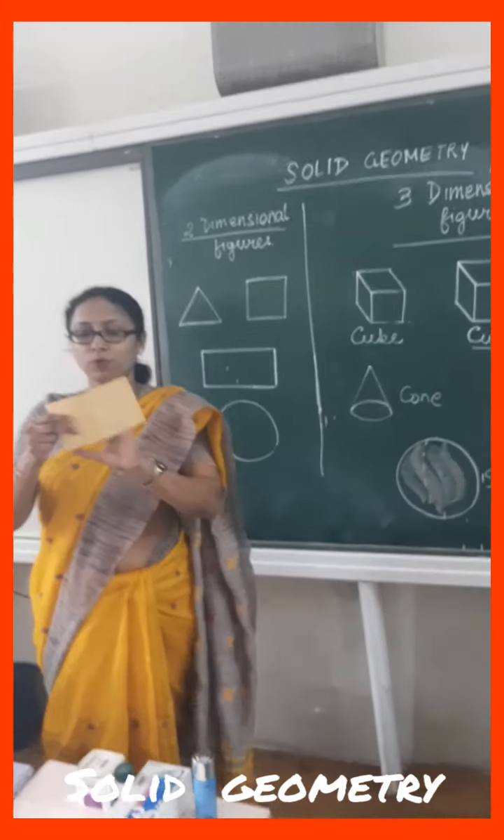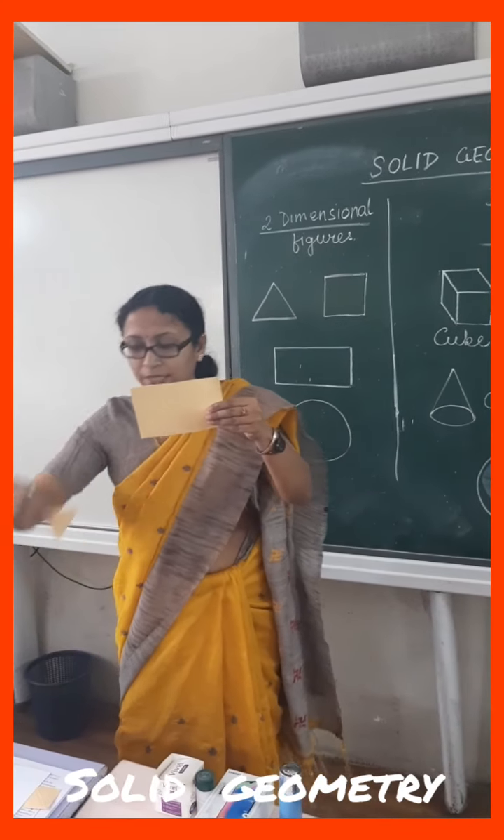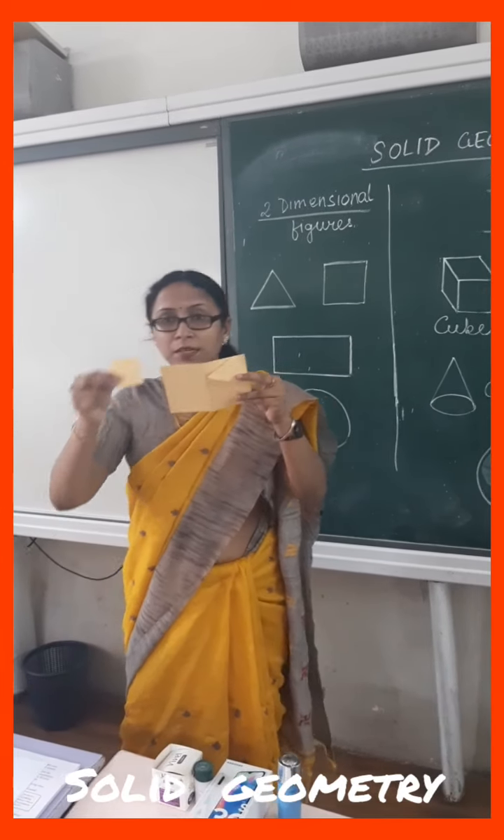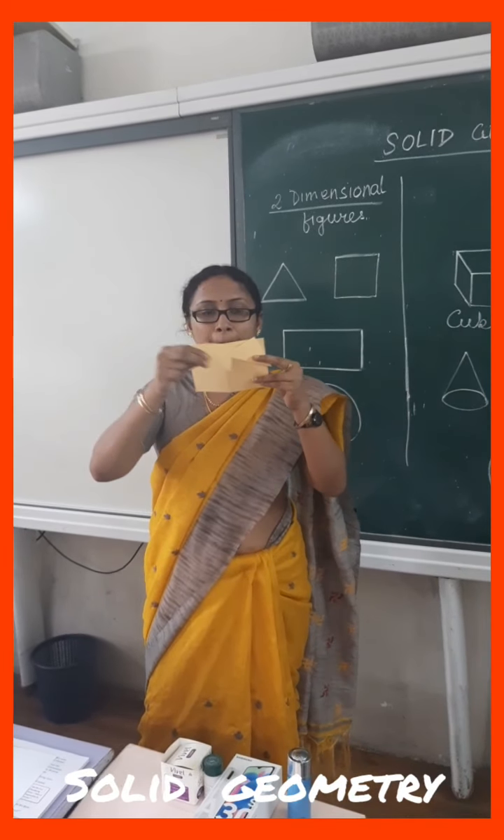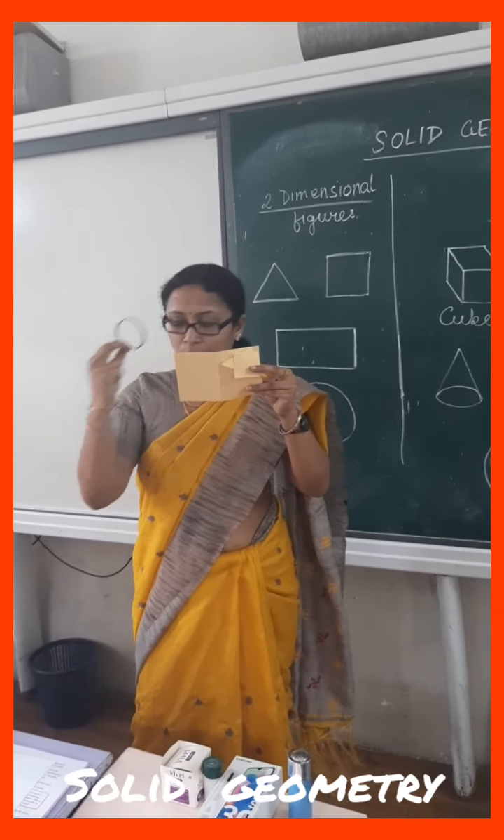See, this is what? This is a rectangle. This is a triangle. This is a square. And this one is a circle. Now you see, children.